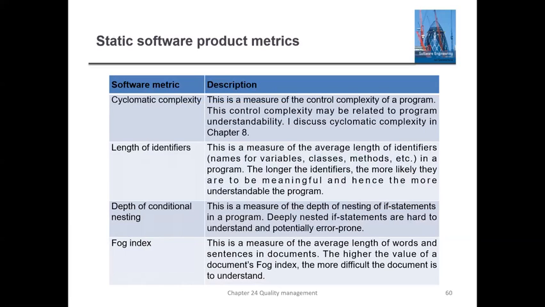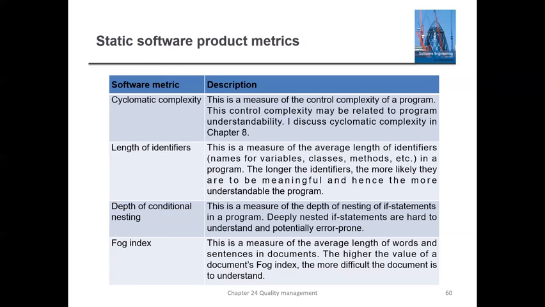Next one is cyclomatic complexity. It represents the control complexity of the program, so it is related to your program understandability. The next one is length of identifiers. It identifies the length of the identifiers already present inside the program. If it is long, it indicates that the identifier name is very meaningful, and if the identifier name is meaningful, it will enhance the understandability of the program or code.